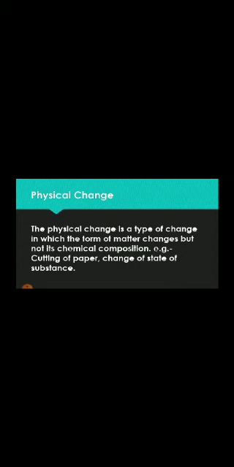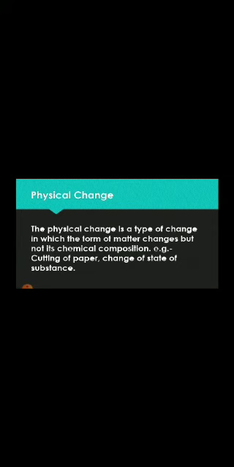Now, students, I will discuss physical change. A physical change is a type of change in which the form of matter changes but not its chemical composition. Only the form changes. You can say the shape and size of the matter will change, or the state of the matter will change. I can give you examples, students. Cutting of paper: what happens there? The paper remains paper only, but the shape and size of the paper changes. So this is an example of a physical change.